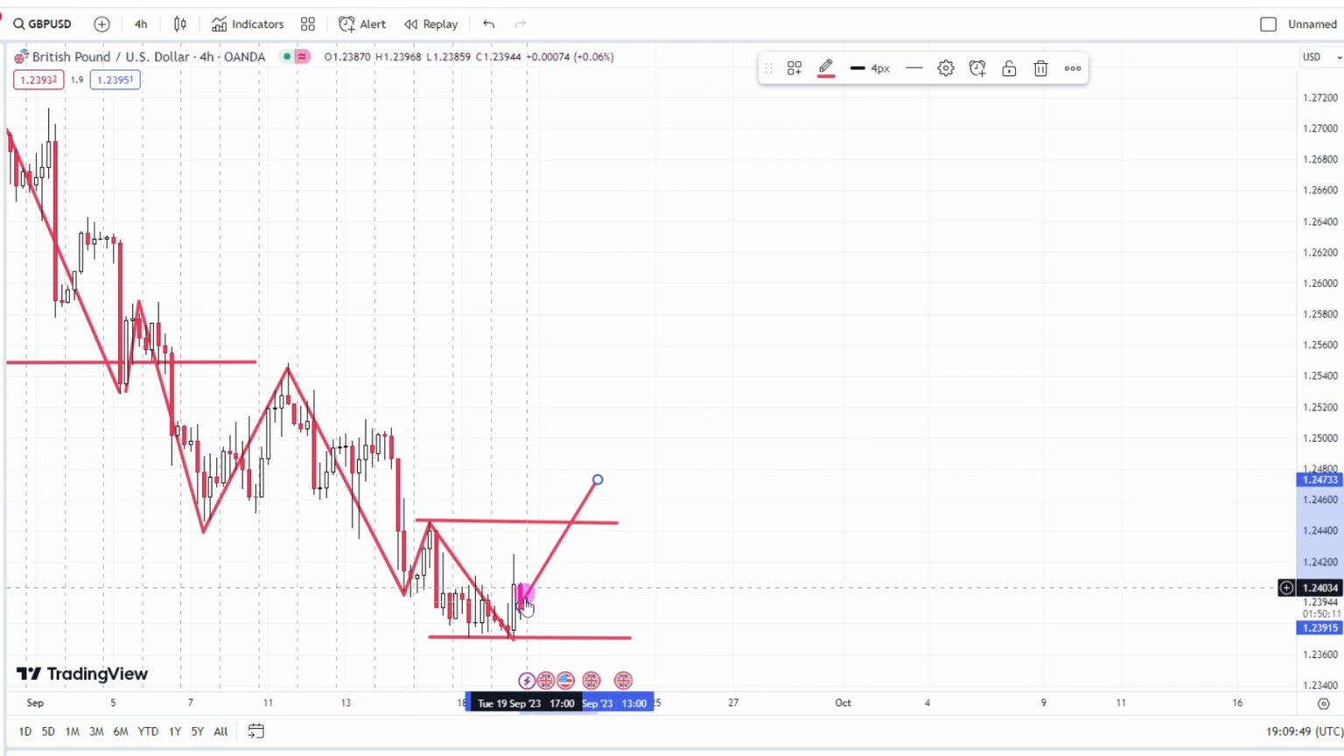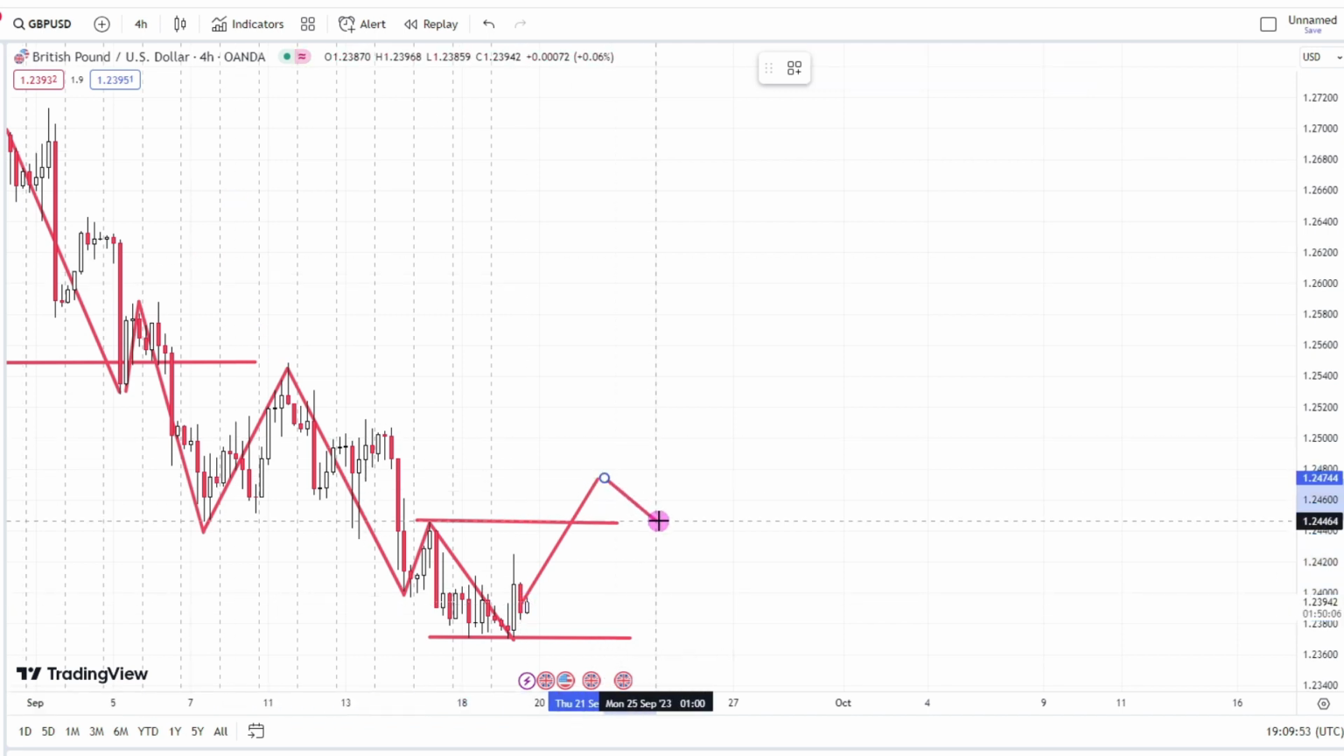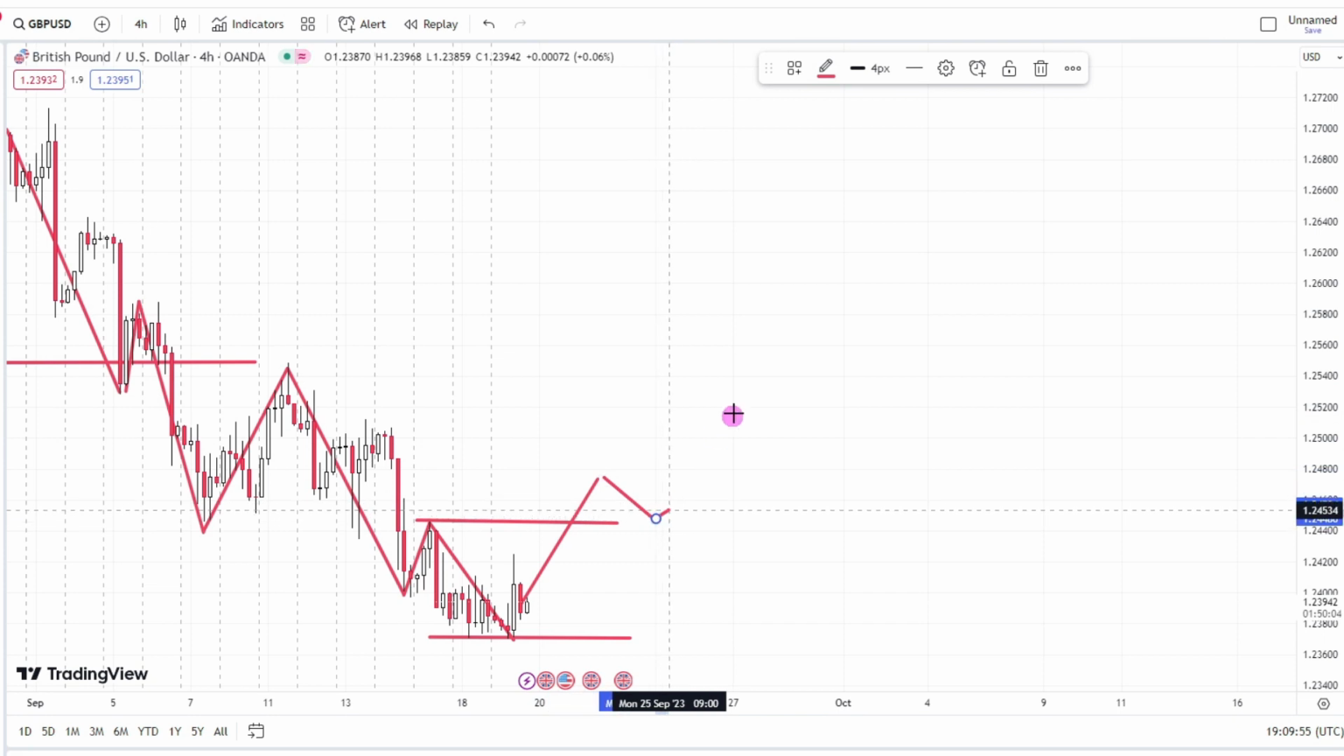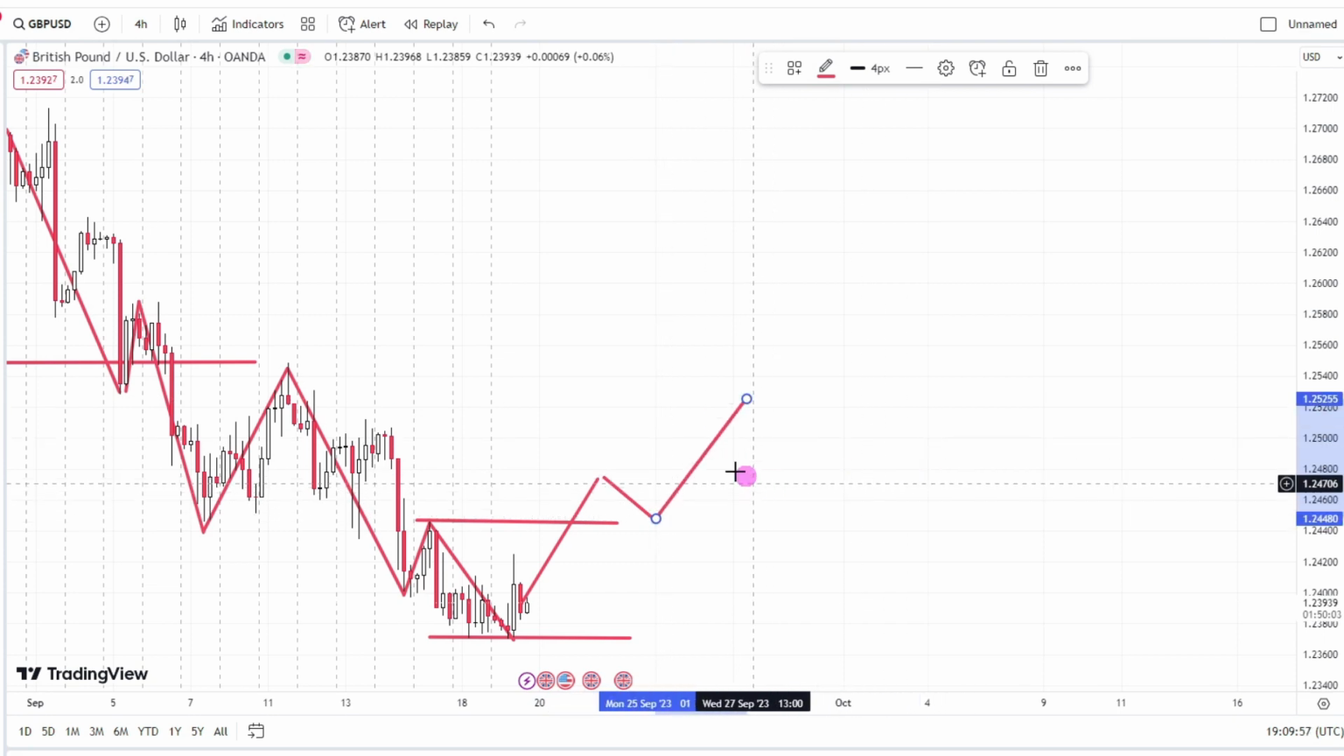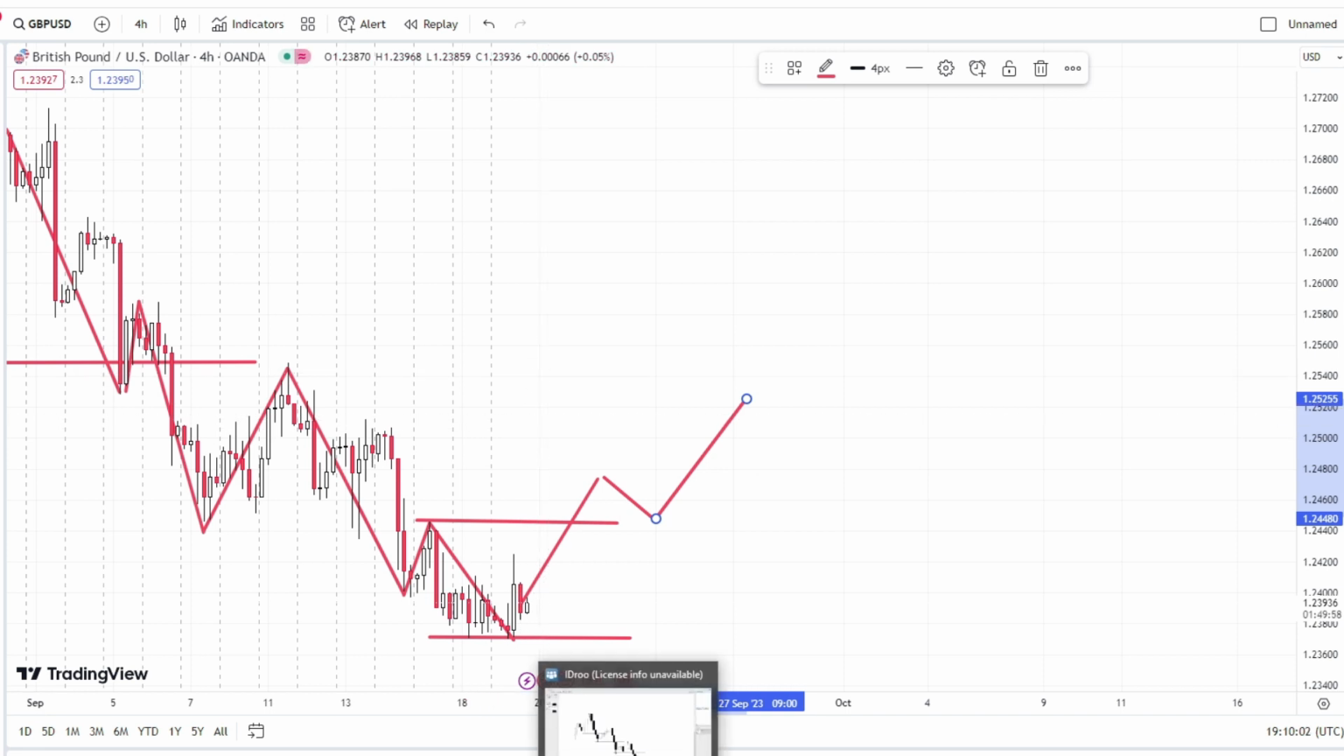Now we are in a range until the market forms a proper uptrend. So this is the way you can mark structure in a downtrend. That's it. Thank you.